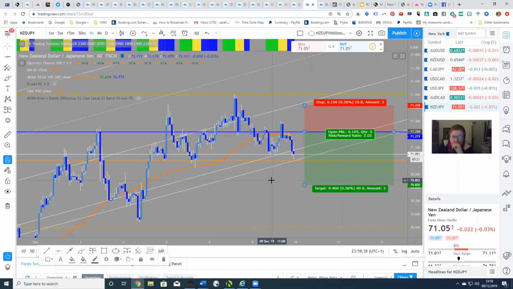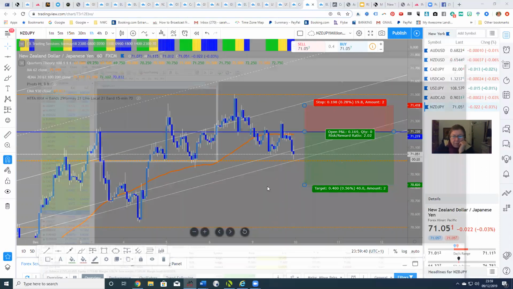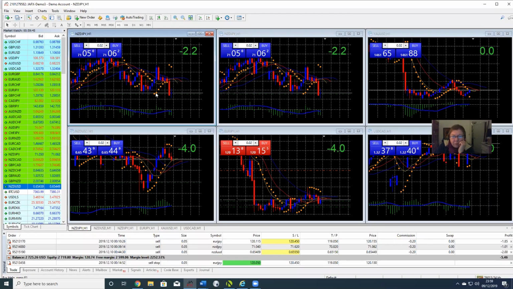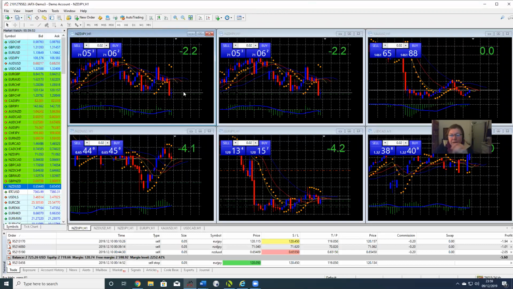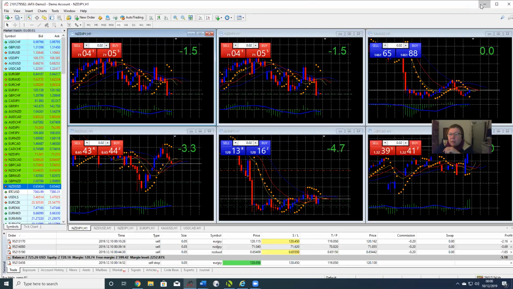Mm-hmm. So let's go back to our MT4. It's still all in minuses. It doesn't really surprise me because of the time, it's the close of market, opening of Sydney. That's always a bit of a dead zone now till 2 a.m. But I'll keep an eye on these and see what happens.